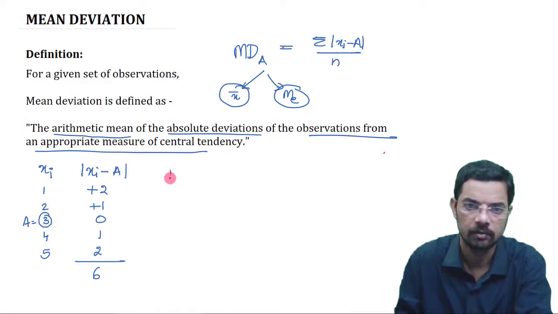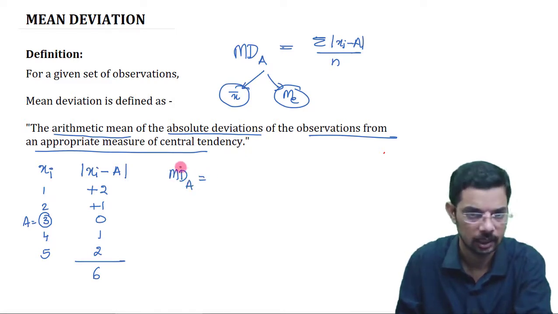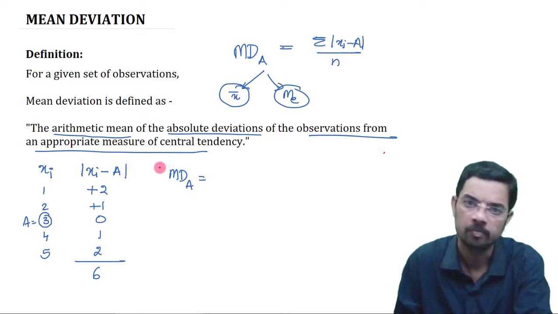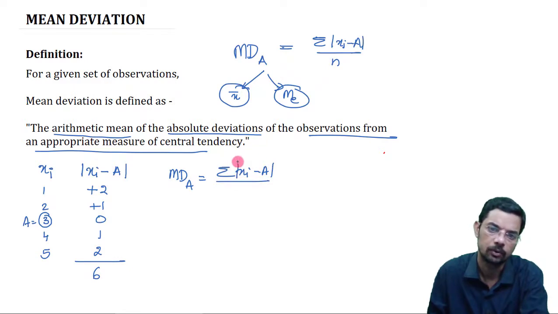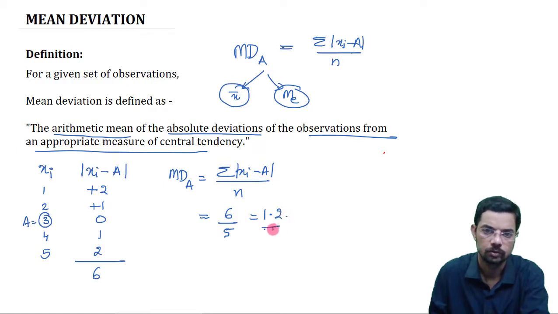So the mean deviation about A will be defined as the sum of absolute deviations, the sum of xi minus A, divided by n. We put the values: this is 6 divided by 5. So we have 1.2. So 1.2 is the mean deviation about A.